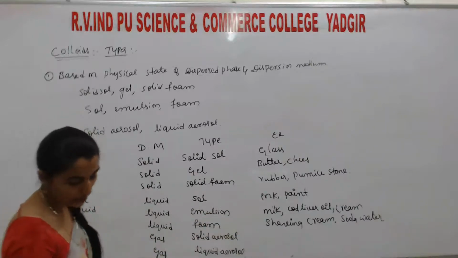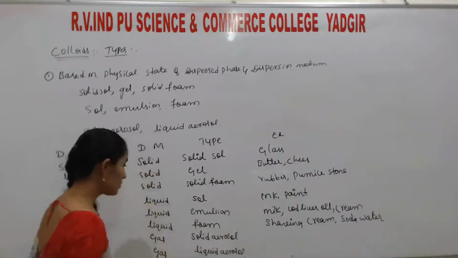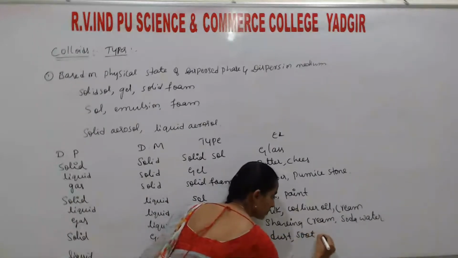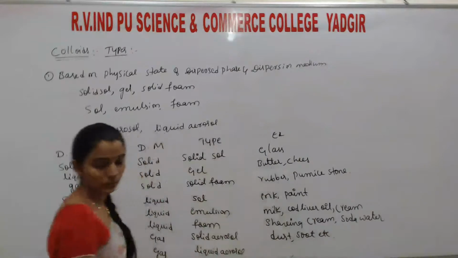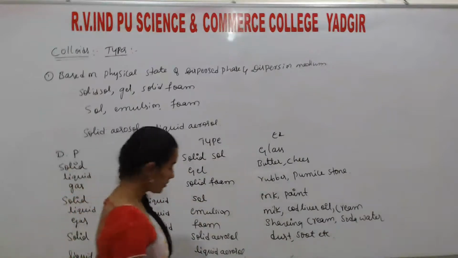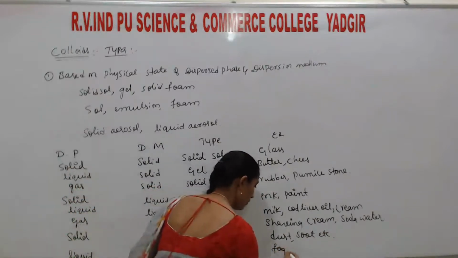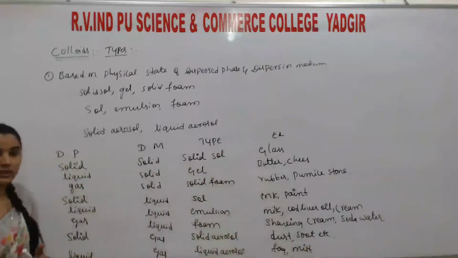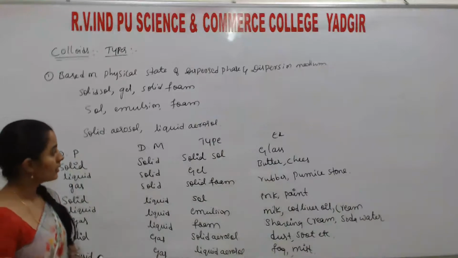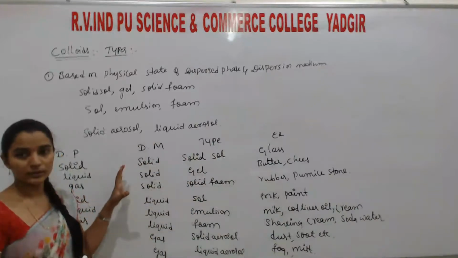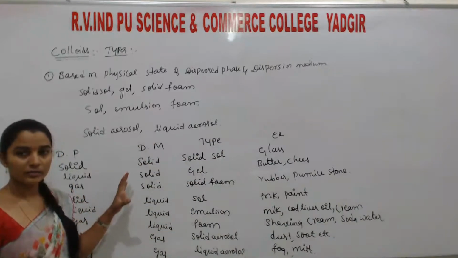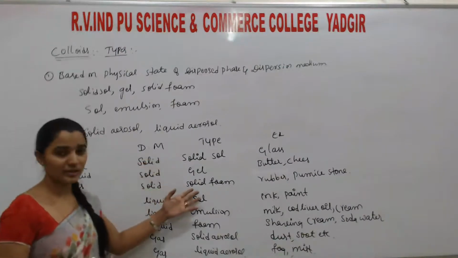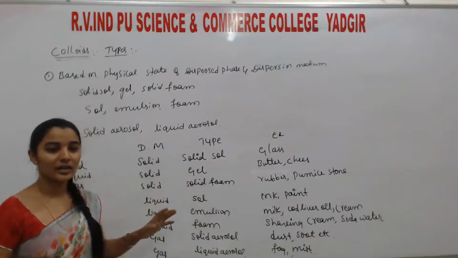Okay, so the next one is gas and solid means example is dust, soot, etc. Okay, next this fog and mist. These are the examples for this type of sols. Understand? Any doubt? Here nothing is done. You have to remember this one because they already clearly mentioned.